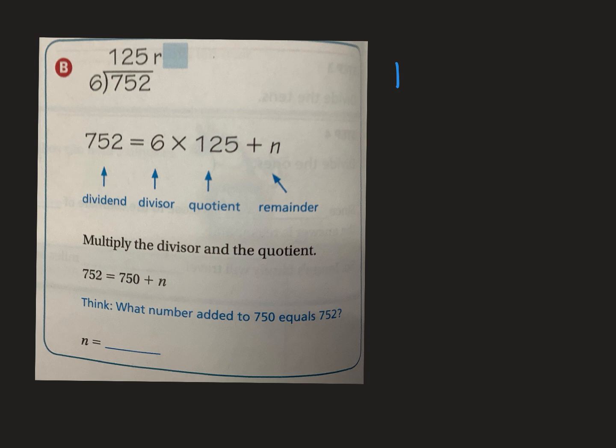I want to do that in a different color. 125 times 6 and find out how close we get to 752. How much more would we need? So let's go ahead and multiply.